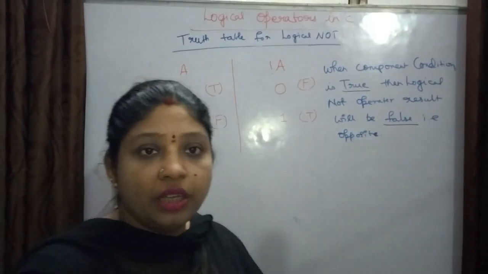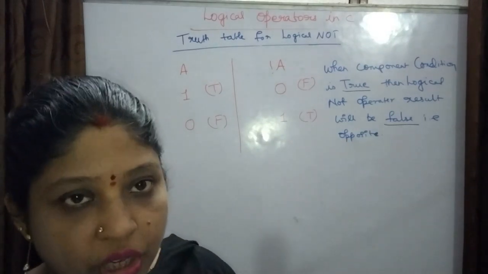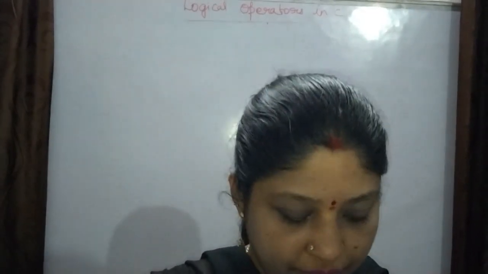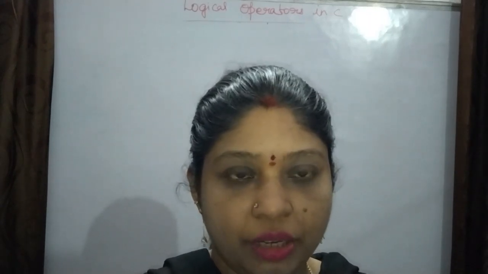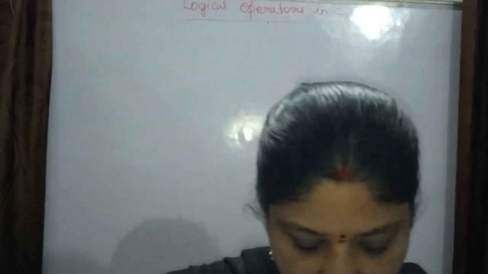Now let us see one example program using all these logical operators. We'll write one example program for the logical and operator using those conditions. Here I'll be taking three variables and I'll assign some values to them. Then we'll see what happens.